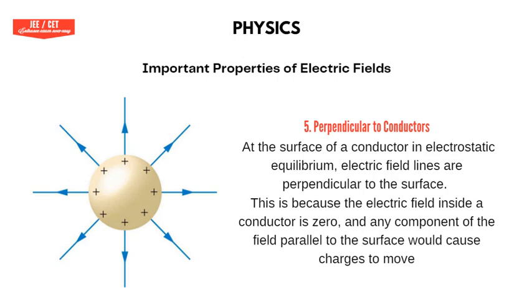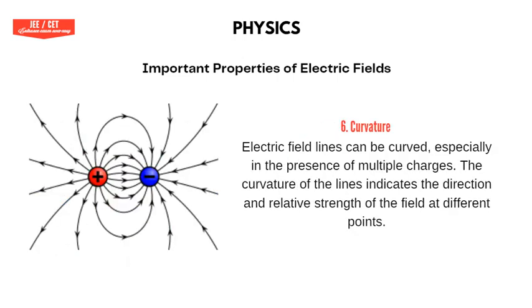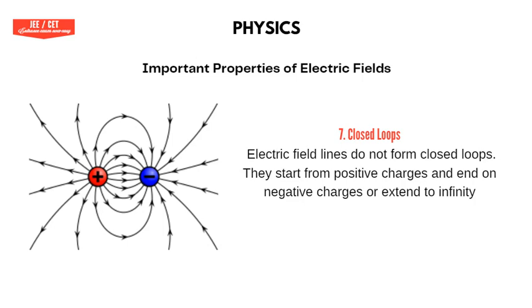This is because electric field inside a conductor is zero and any component of the field parallel to the surface would cause charges to move. Electric field lines can be curved, especially in the presence of multiple charges. The curvature of the lines indicates the direction and relative strength of the field at different points. Electric field lines do not form closed loops. They start from positive charges and end on negative charges or extend to infinity.